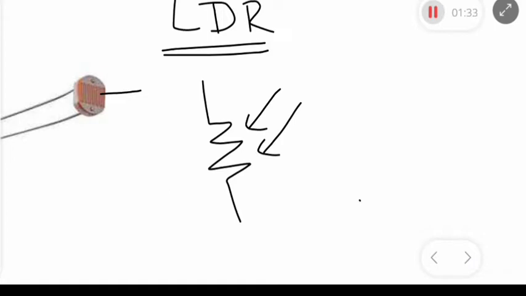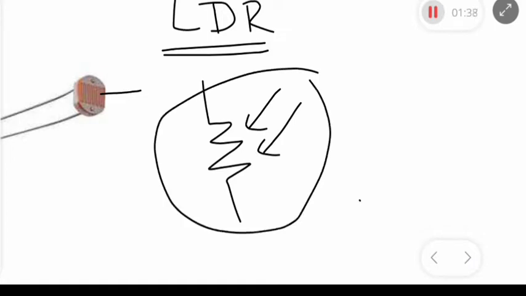So this is the schematic representation of the LDR. In the diagram that you see, this arrow shows that the light is falling on it. So it varies with the intensity of light.